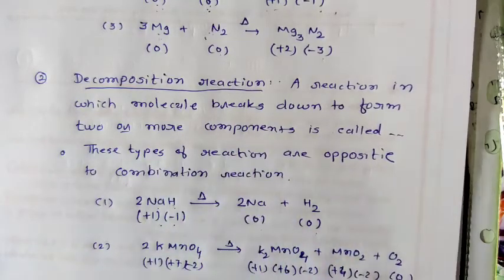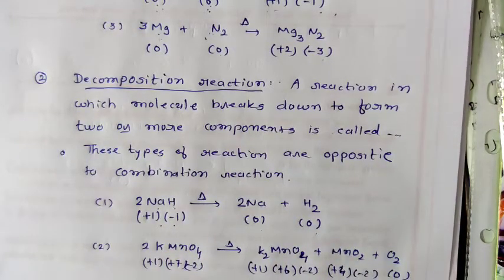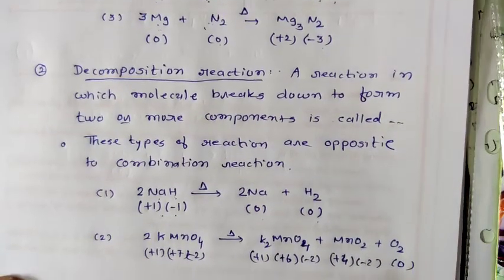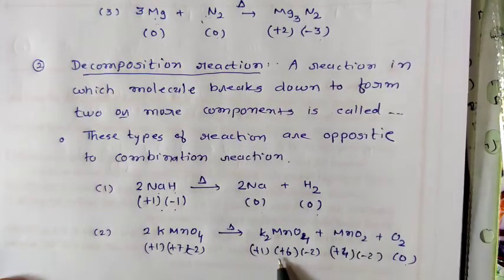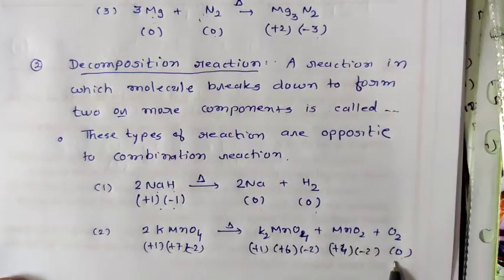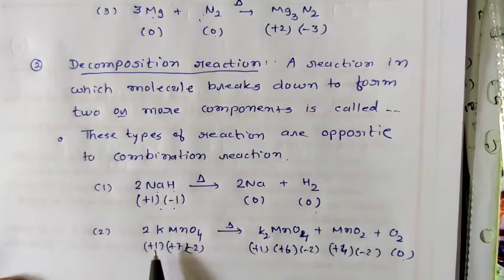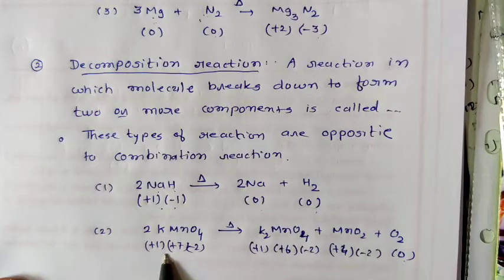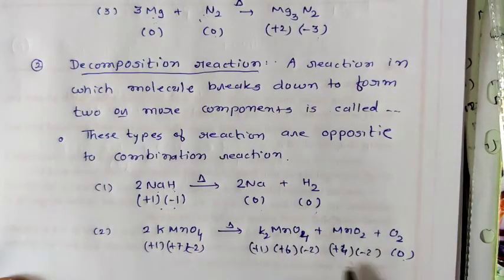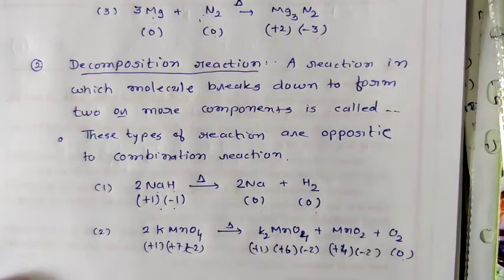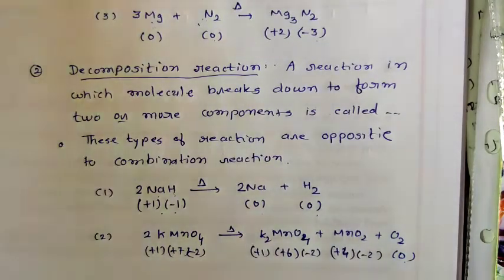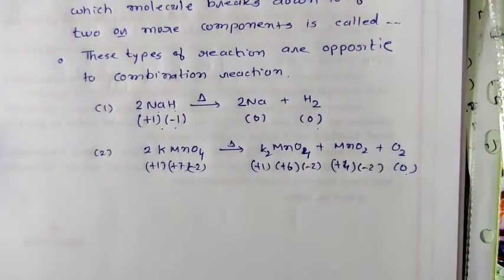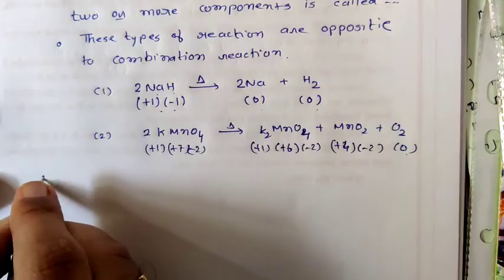Just see, two or more components. Here O2 is 0. It is not necessary that on the product side all the elements are in a 0 oxidation state. If one is 0, then it's okay, but the reactant is one, that is confirmed. One reactant, and two or more products will be obtained in this type of decomposition reaction. So a reaction in which a molecule breaks down to form two or more components is known as decomposition reaction.